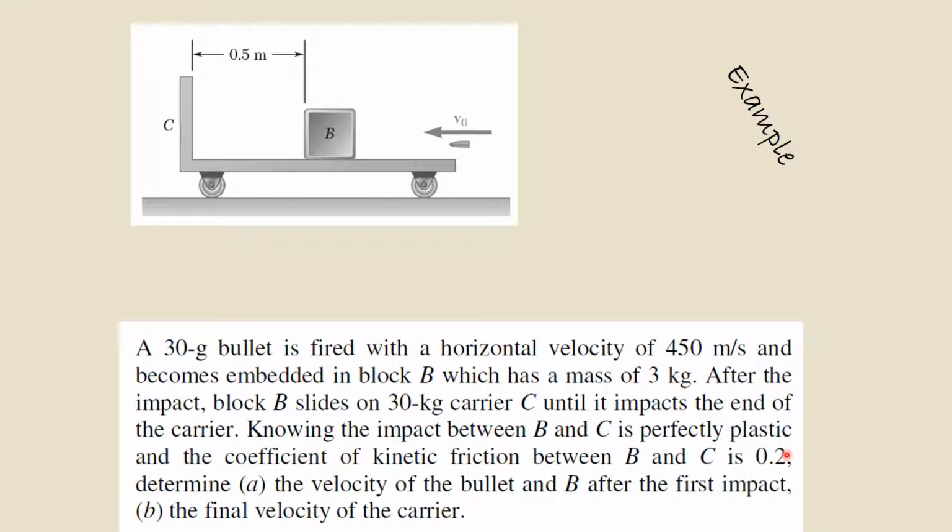Knowing the impact between B and C is perfectly plastic. Okay, elastic impacts versus plastic impacts. For plastic, it's a raw egg smacking into the ground. They're stuck together. It's not bouncing back. It is not recovering itself. The coefficient of restitution is 0 for plastic impact. It doesn't bounce back. So in a plastic impact, they're all splatted together. They're not bouncing away from one another. We have a coefficient of kinetic friction between B and C.